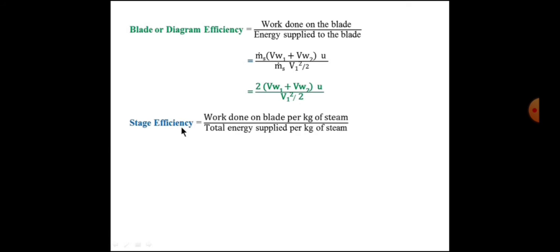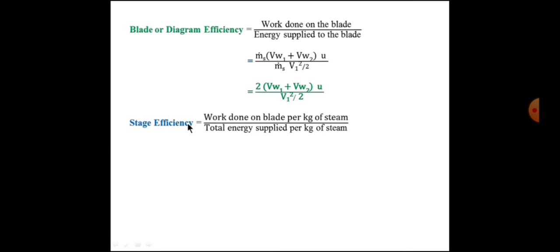Now further we have some formulas for efficiency. So blade or diagram efficiency in case of a steam turbine equals work done on the blade divided by energy supplied to the blade. Work done on the blade per second is m dot s into VW1 plus VW2 into u, as we have seen in the previous slide, divided by energy supplied to the blade, which is m dot s into V1 square by 2. Now m dot s gets cancelled. So we will have a modified formula like this: VW1 plus VW2 into u divided by V1 square by 2.